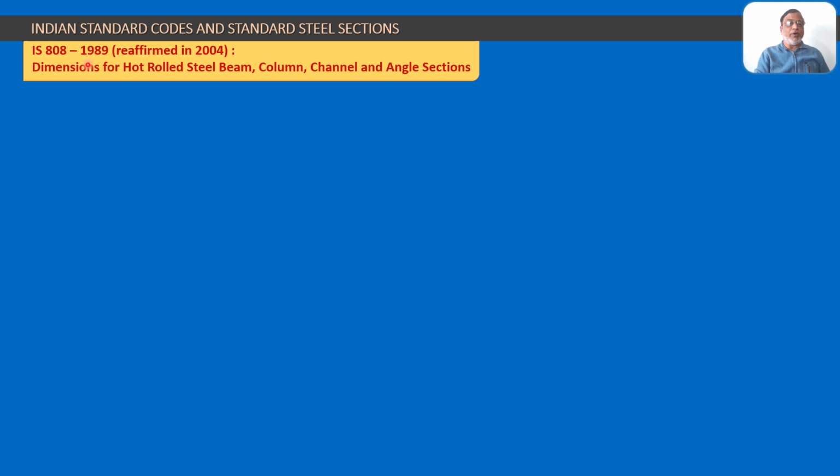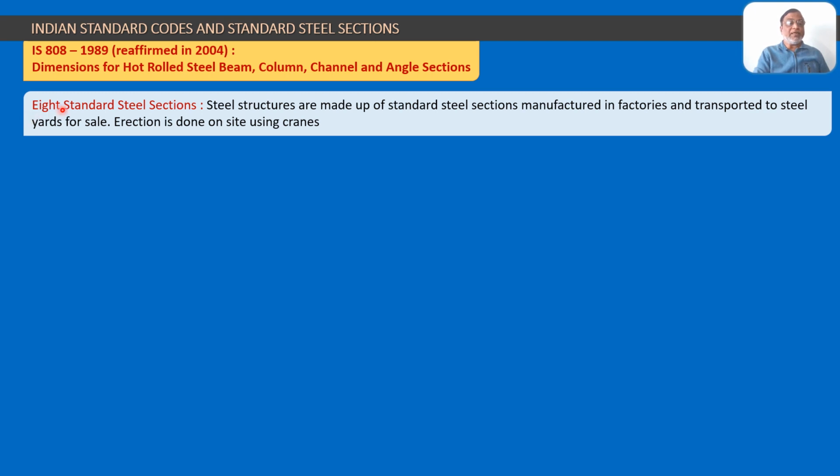The IS 808 1989, reaffirmed in 2004, provides us 8 varieties of standard steel sections, and the dimensions of hot rolled steel beam, column, channel, angle sections are given in this IS 808 1989. Steel structures are made up of standard steel sections manufactured in factories and transported to steel yards for sale. Erection is done on site using cranes.